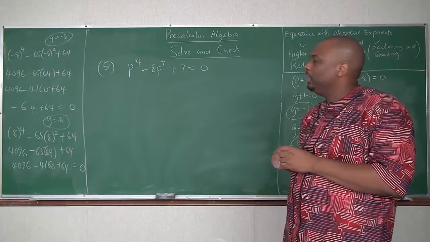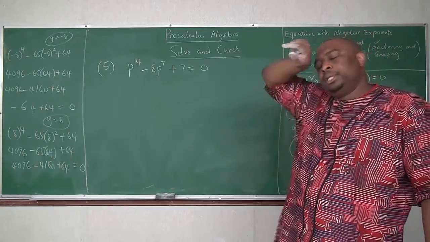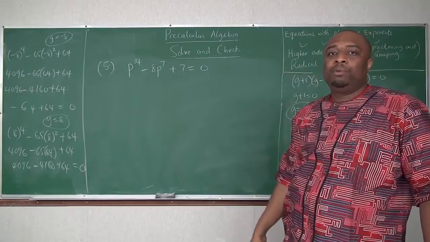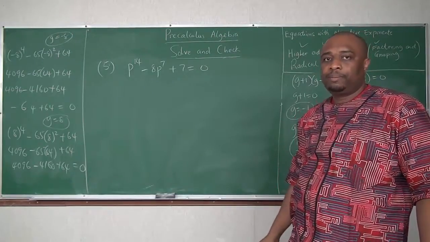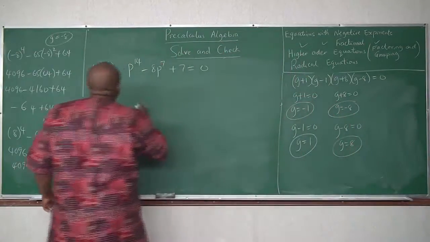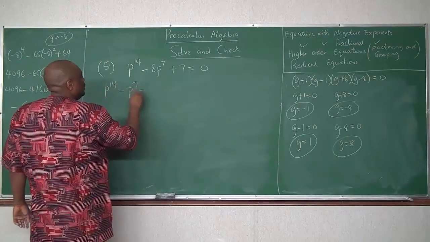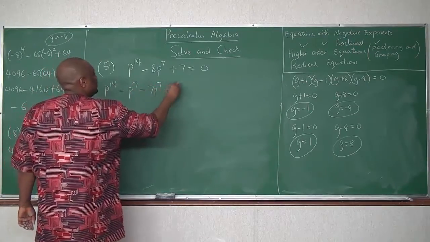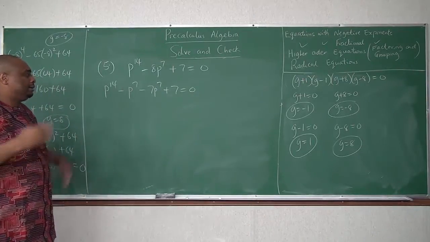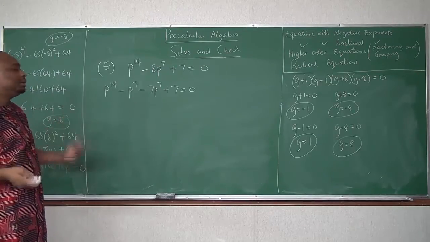So 7 times p to the 14 is 7p to the 14. 1 and 7 will not work. Negative 1 and negative 7 will work. So this will be p to the 14 minus p to the 7 minus 7 p to the 7 plus 7 equals 0. And I like doing my vertical method. You can do the horizontal method if you want to.